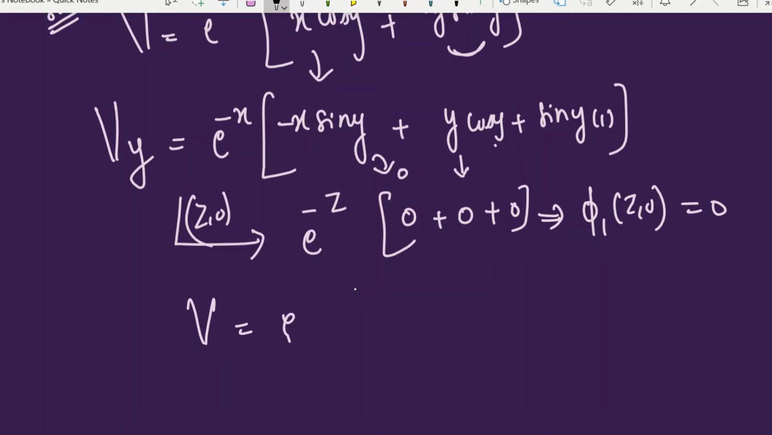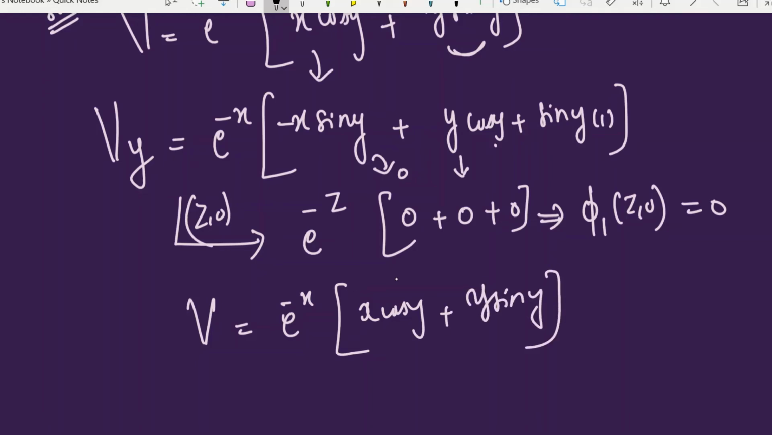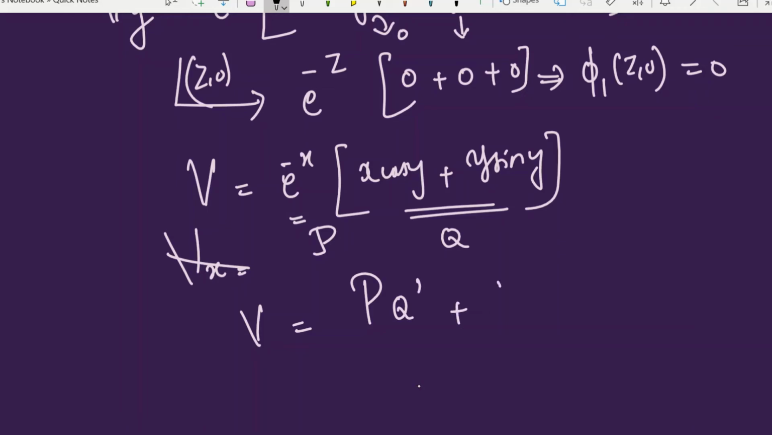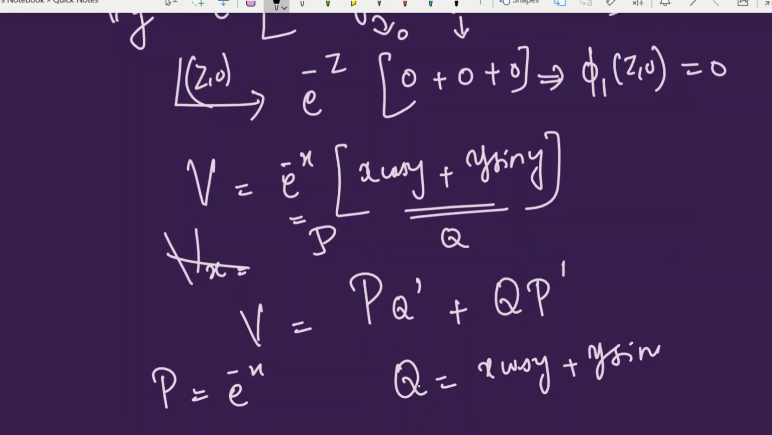Next, differentiate with respect to x. Let me again write the value of v, e power minus x times (x cos y plus y sin y). Here we are having one x, and here we are having one x, so again we have to use the product rule. So let me take it as p and q, because with the same notations it will be confusing. pq dash plus qp dash. So p is e power minus x, q is x cos y plus y sin y.